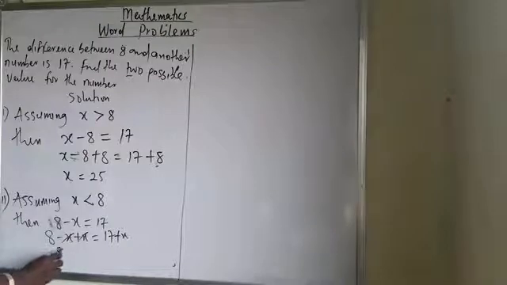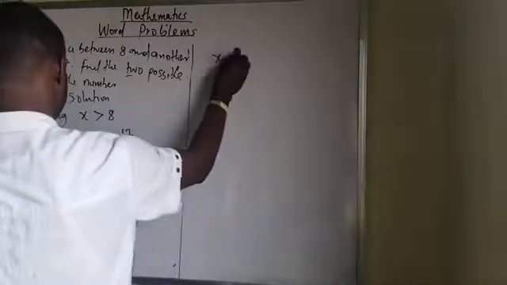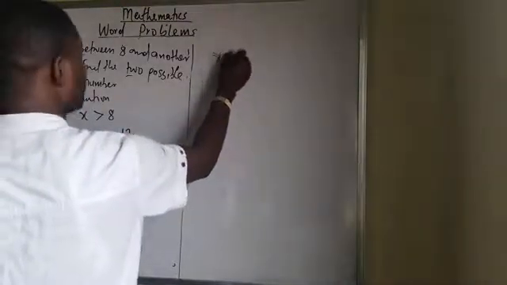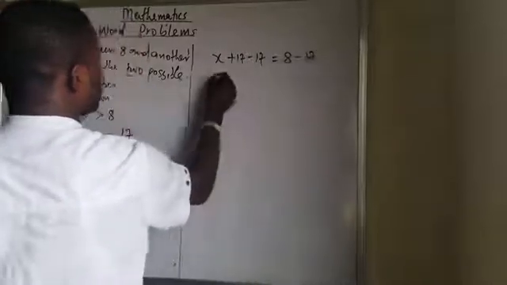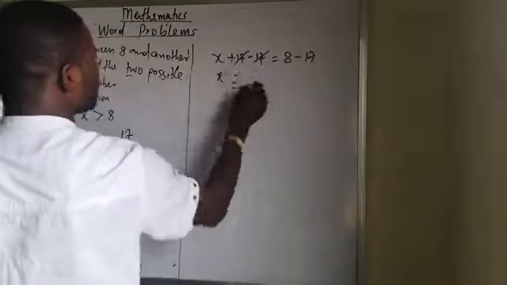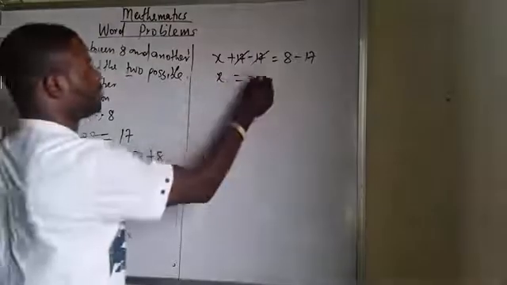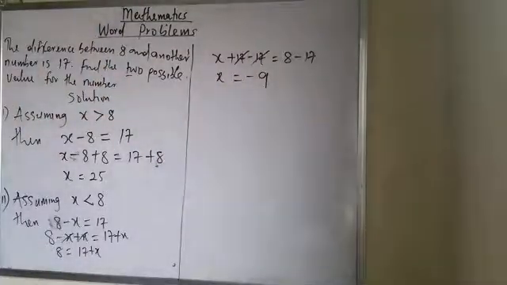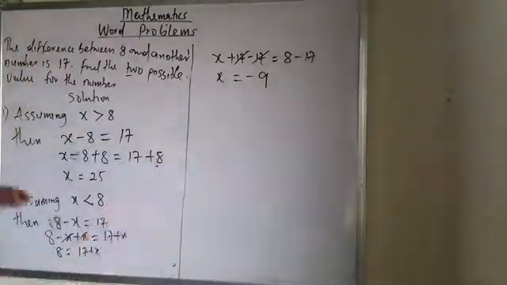This will cancel this. 8 equals 17 plus x. It means also x plus 17 minus 17 equals 8 minus 17. My x, which we cancel themselves, will be equal to 8 minus 17, which is minus 9. Now, it means if it is less than 8, my answer will be minus 9. Those are the two possible values that you can get on that part.